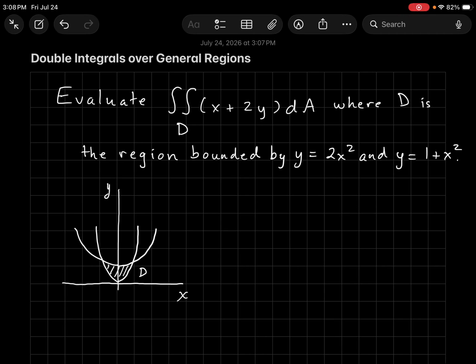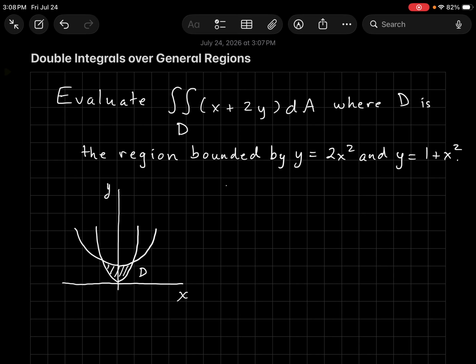Double integrals over general regions. Let's start with an example. Suppose that we want to evaluate the double integral over D of x plus 2y dA, where D is the region bounded by y equals 2x squared and y equals 1 plus x squared. I have this region shaded in the picture.